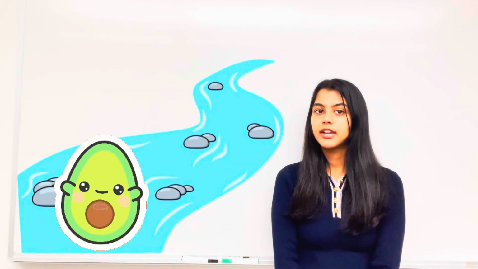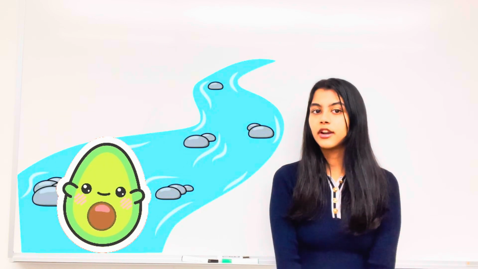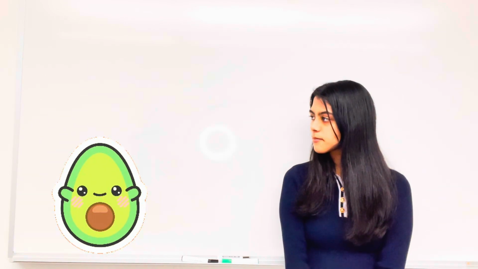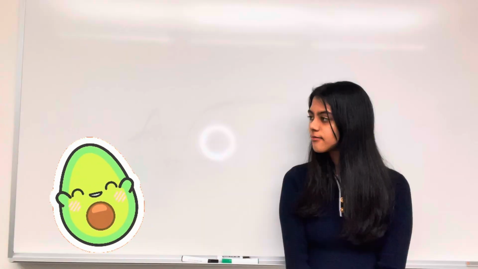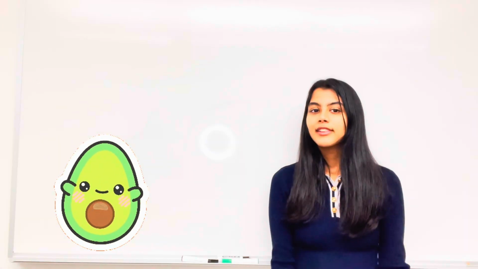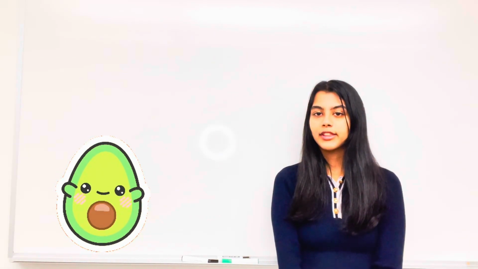Finally, we have collection, where the water flows back into rivers, lakes, and oceans for the process to start over again. Got it. Water goes up, turns into clouds, falls back down, and does it all over again. The water cycle is like a never-ending adventure. That's right, Wally. And thanks to the water cycle, we always have the water that we need.